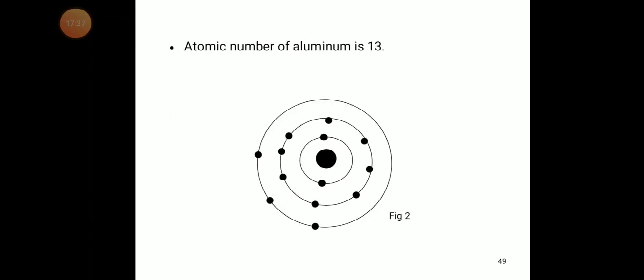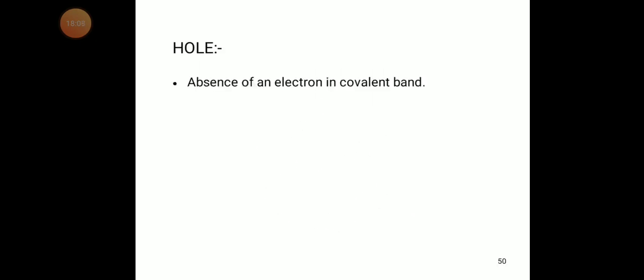The atomic number of aluminium is 13, so it has 13 electrons. That means in the outer orbital it has 3 electrons. To form covalent bonds, 4 electrons are needed, but in the semiconductor we have 4 electrons. So another 1 electron place is empty. That empty place always accepts an electron from the free electrons.